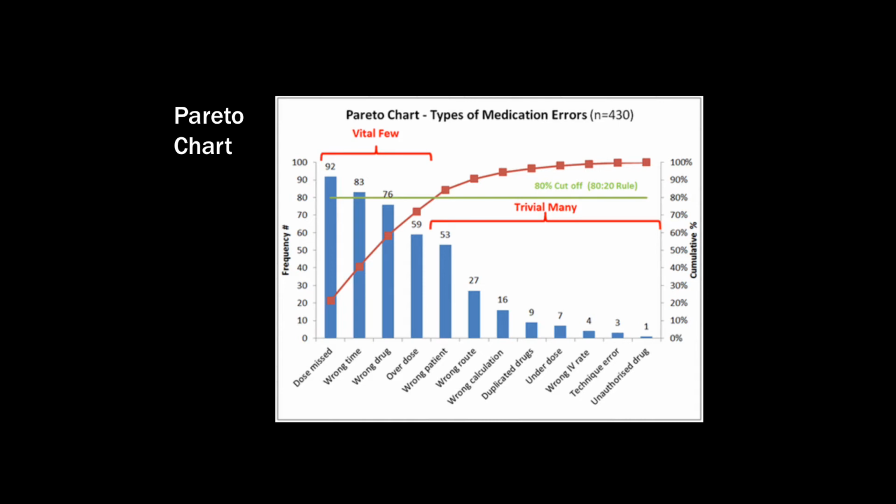Displaying your data visually like this makes it incredibly clear to the entire team where the effort should be concentrated. Those vital few areas are the ones that you're going to attack first. And oftentimes what you find is that by fixing the most common problems, the problems that are less frequent automatically get fixed. So this is, again, efficient problem solving.